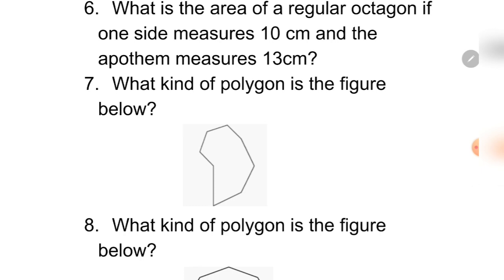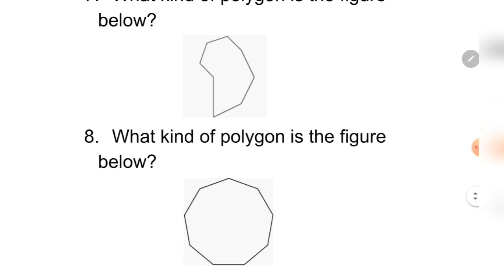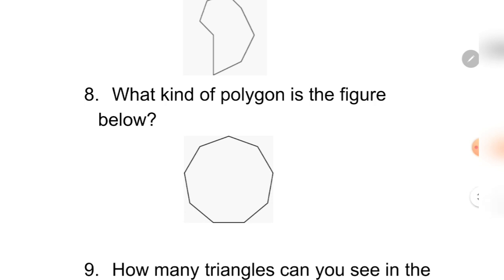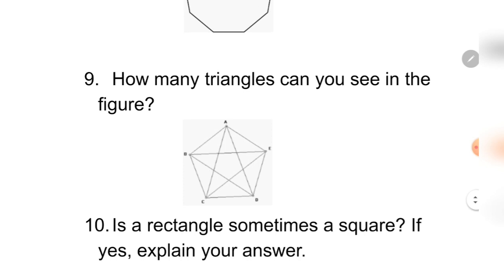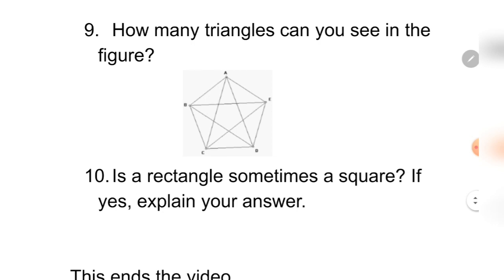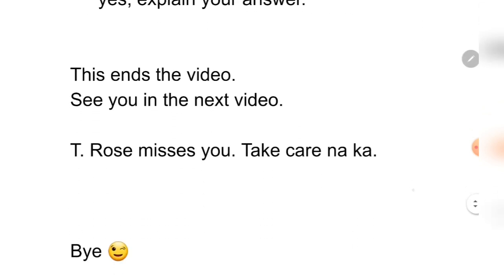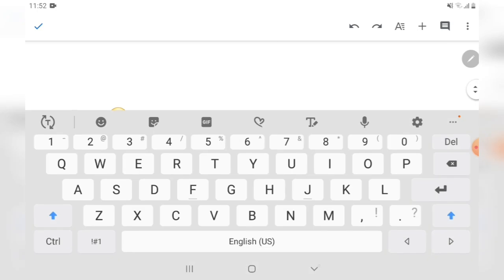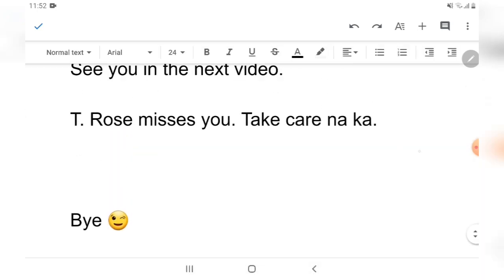13 cm? Next, what kind of polygon is the figure below? Next, what kind of polygon is the figure below? Next, how many triangles can you see in the figure? Next, is a rectangle sometimes a square? Yes or no? And if your answer is yes, explain your answer. This ends the video.